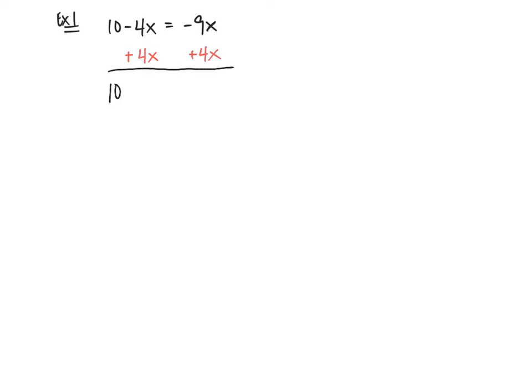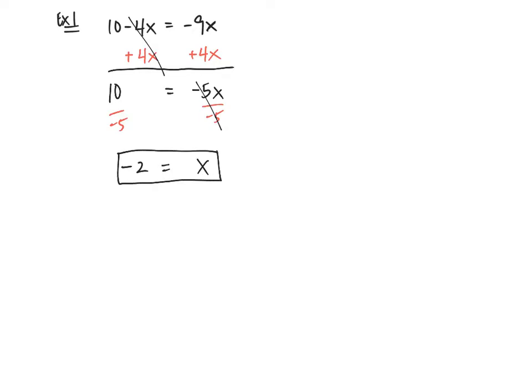So the 10 drops down. Negative 4x combined with positive 4x is 0. And then negative 9x combined with positive 4x is negative 5x. So now it's a pretty easy problem. We just have to divide by negative 5. And that gives us our answer, right? This is 1, so 1x equals negative 2.